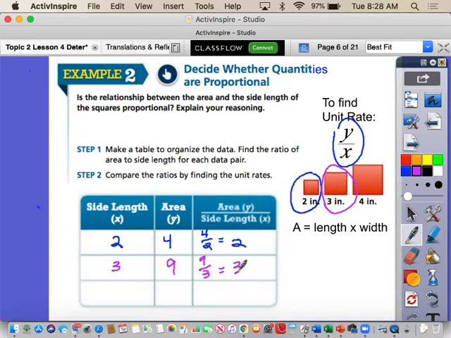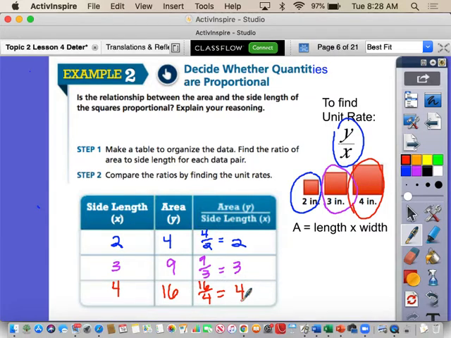So the unit rate for the middle square is 3. All right, and then my last square, where my side length is 4, we can fill that in for x. So area is going to be what? 16. And then I'll take that area divided by the side length, so that's going to give me 4.